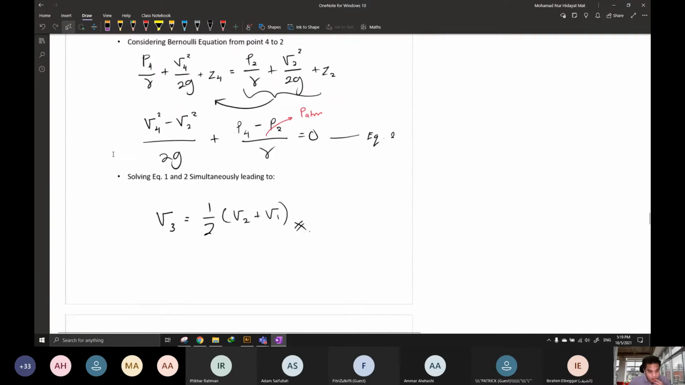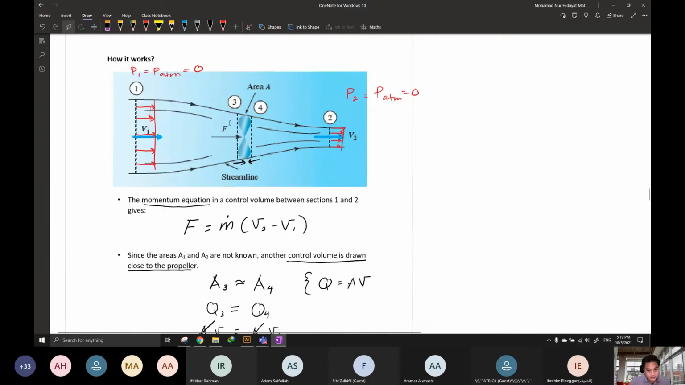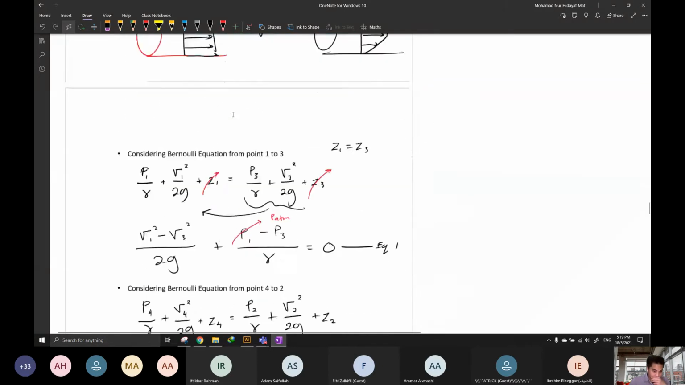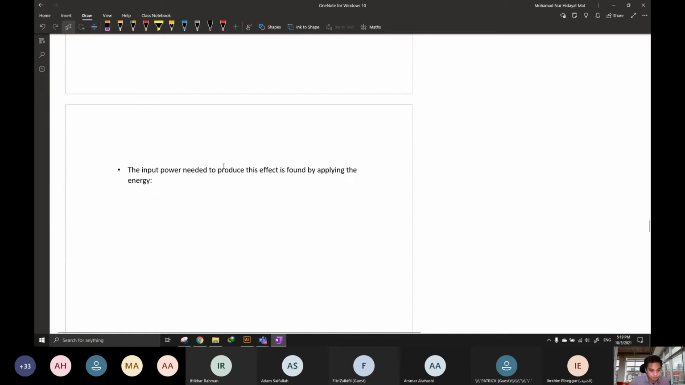So now we know that in order to get the velocity at point 3, it is the average velocity at 1 plus 2. It is the average velocity at inlet and outlet. The input power needed to produce this effect is found by applying the energy equation.